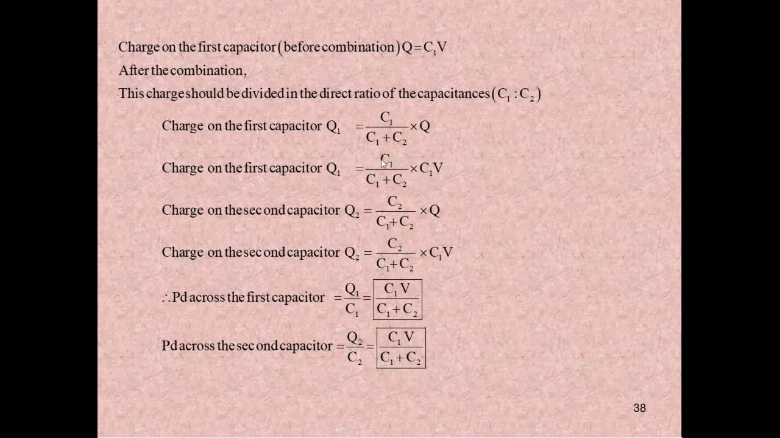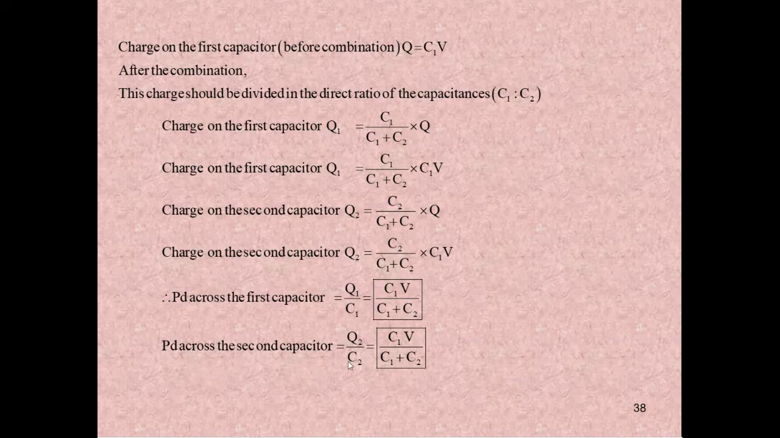But we want PD. Similarly, you can find charge on the second capacitor: C2 by C1 plus C2 into the total charge Q. So charge on the second capacitor Q2, for Q you put C1V, is C1 C2 V by C1 plus C2. PD across the first capacitor is Q1 by C1. One C1 will cancel. We get C1V by C1 plus C2.